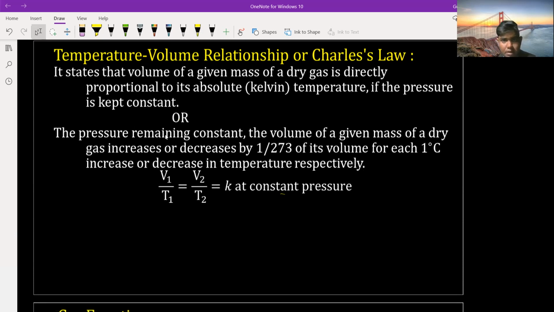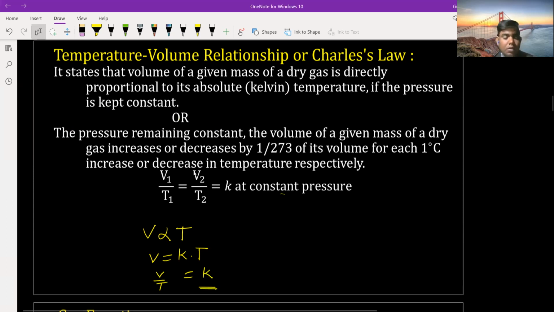ये भी dry gas के लिए ही applicable होगा, solid और liquid के लिए नहीं है. तो इसका मतलब है कि volume V is directly proportional to temperature T. So we can say V is equal to K into temperature T, or we can say V by T equals K, where K is the constant.